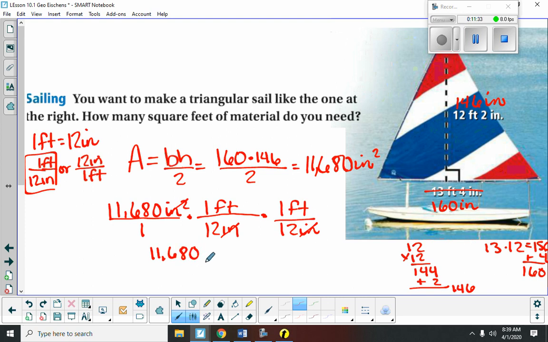So now what we have is 11,680, and in the denominator you have 12 times 12, which is 144. So now we take 11,680 divided by 144, and we get 81.1, and then you have foot times foot, which would be feet squared. And now we've converted it to feet squared.